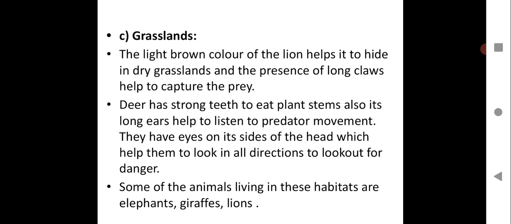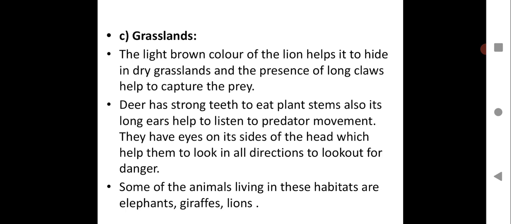Let us see the grassland habitat. This is the third habitat which we are doing in this session. Here the light brown color of the lion helps it to hide in dry grassland, and the presence of long claws helps to capture the prey. So over here you find the lion with brown color, which helps it to hide in the brown grasses and in the dry grassland, and the long claws help it to capture the prey.